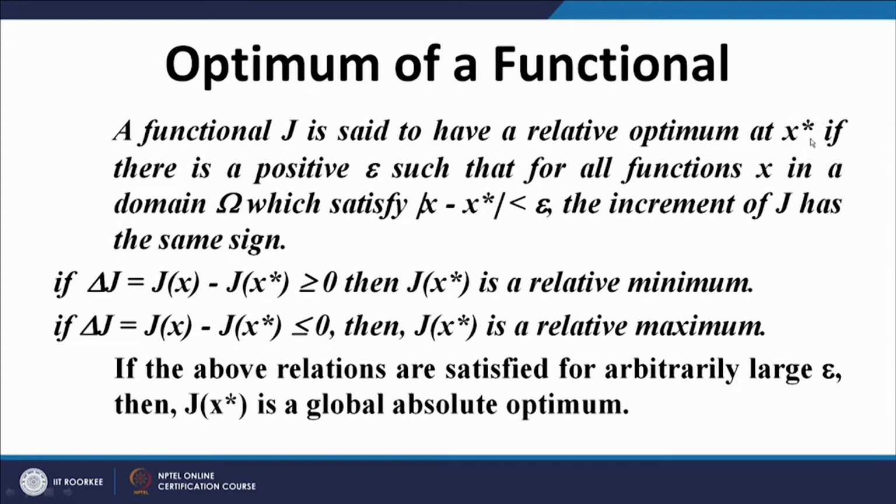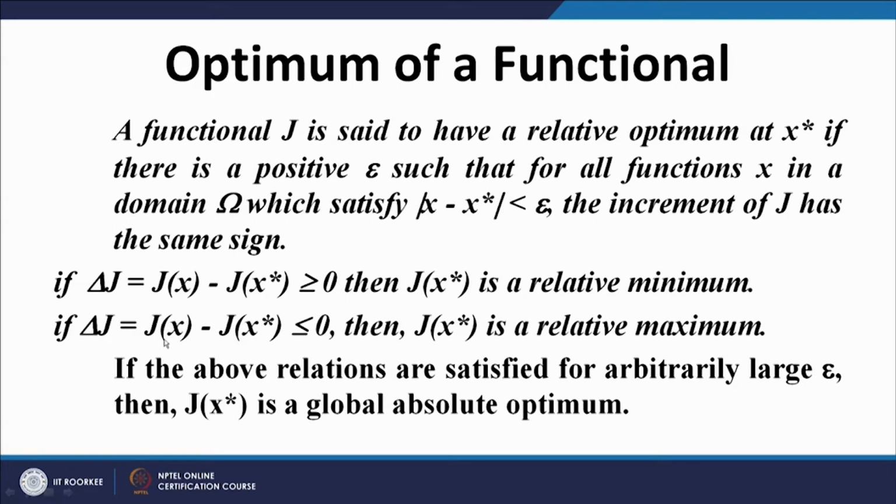So, what we are saying, let me have the optimum value of the function as x star. In this case there is a positive epsilon such that for all functions x in a domain which satisfy |x minus x star| less than epsilon, the increment ΔJ has the same sign. So, this means if x star is my optimal point, then if I find the increment, J(x) minus J(x star) will be greater than 0, then J(x star) is nothing but a relative minimum point.